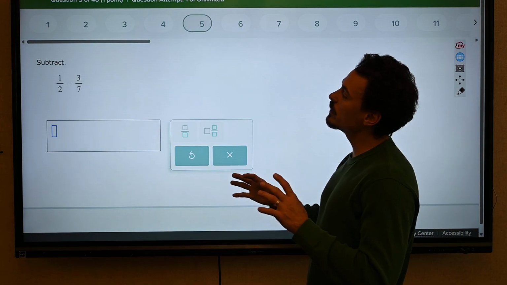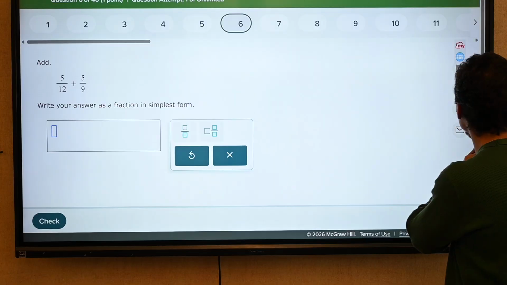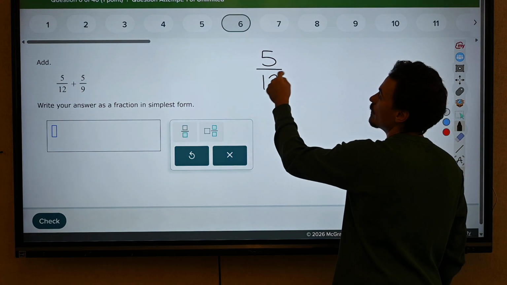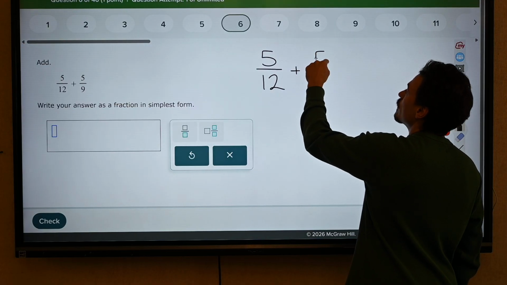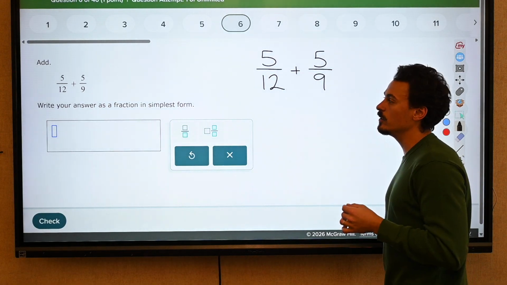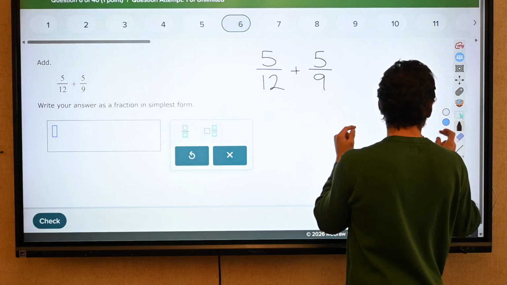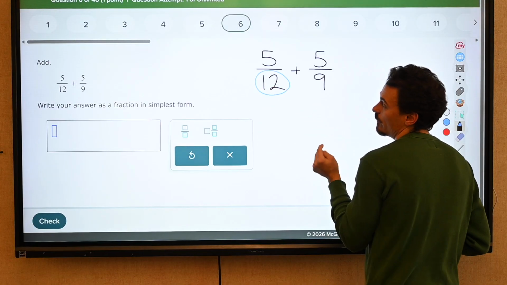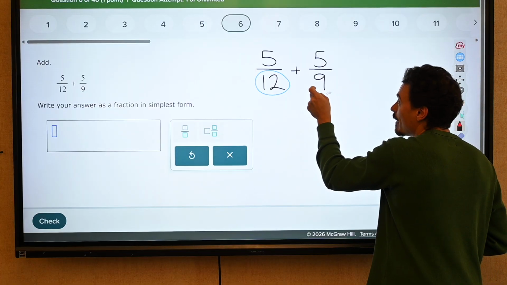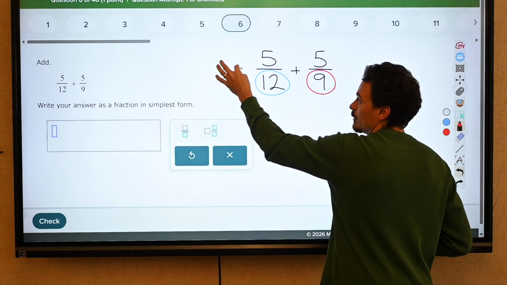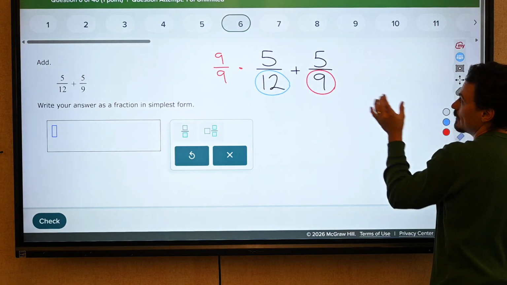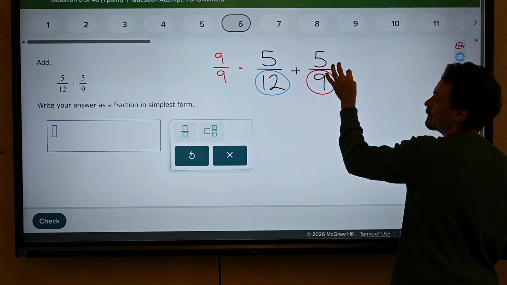Okay, last one, I just want to talk about this question. If you have some bigger numbers on the bottom, one trick that you can do is you can multiply this 12 by 9. So we could do 9 over 9. And then we could take this 9 and multiply that by 12.